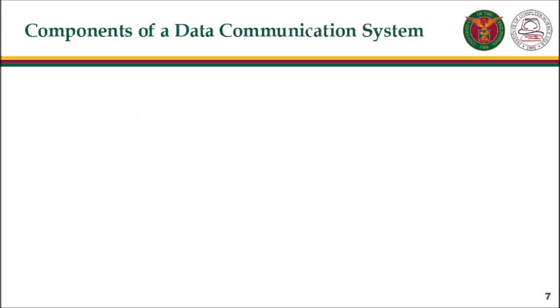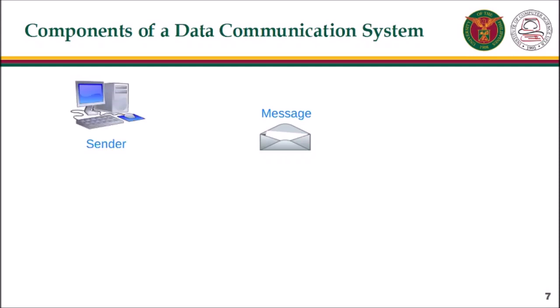Components of a data communication system. Message. It is the information to be communicated. Sender. It is the device that sends the message. It can be a computer, workstation, telephone handset, video camera, and so on. Receiver. It is the device that receives the message.